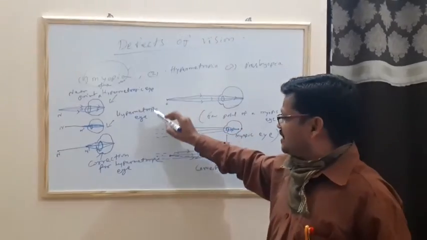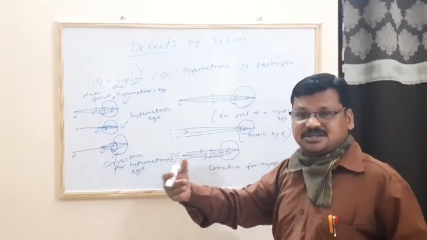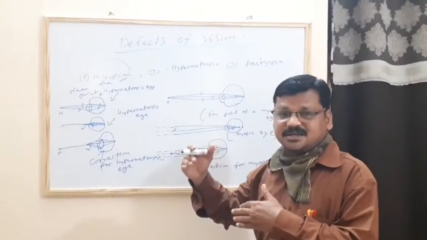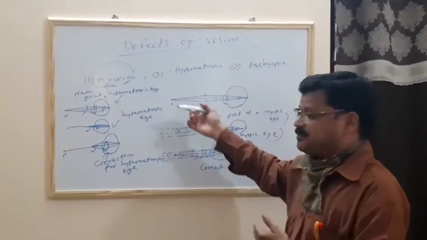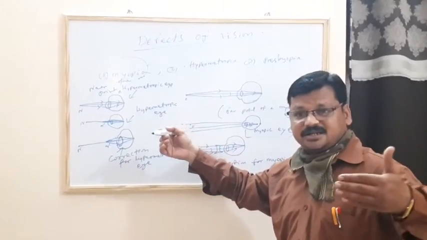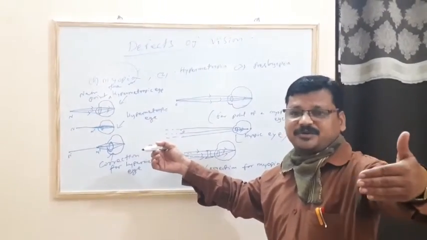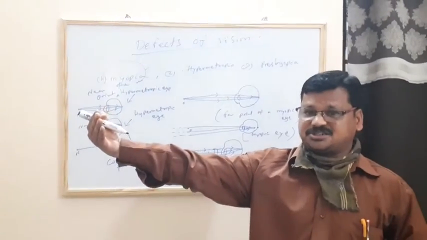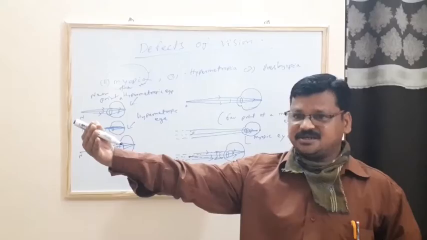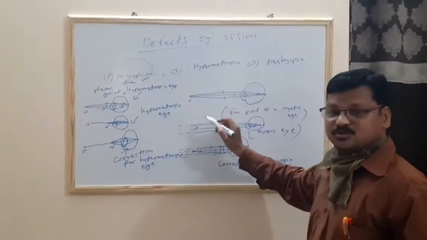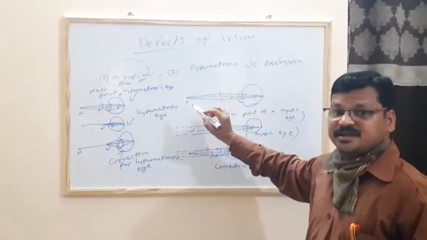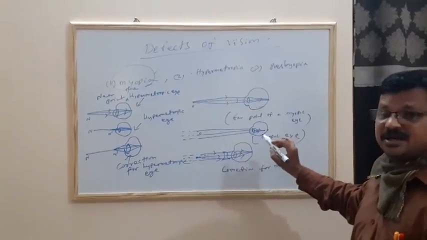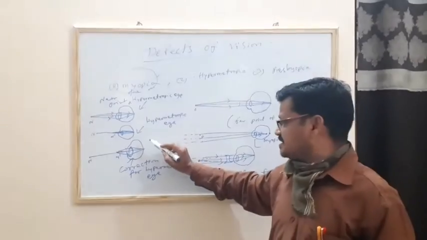In hypermetropia, what happens? The person cannot see the near object clearly because our near point is 25 centimeters. A person suffering from hypermetropia will keep the book at a greater distance, beyond 25 centimeters. So a person suffering from hypermetropia cannot see the near object clearly. That's why this vision defect can be corrected by using a convex lens.